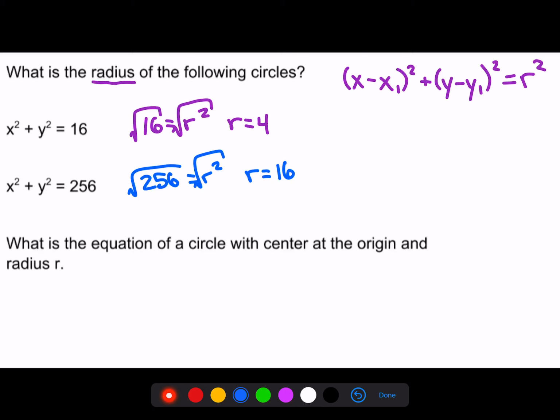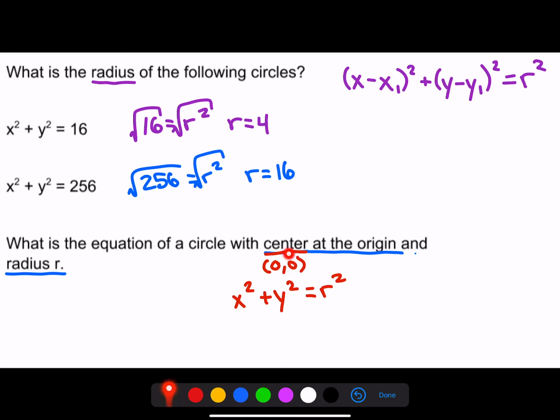Now, what is the equation of a circle with center at the origin and radius r? Now, if we're at the origin, that means that we're at 0, 0. That's where the origin would be. So our x1 and our y1 up here, or x center and y center, is 0 and 0. So these just disappear. These are now gone. And our radius is r. So this doesn't change. So we're left with x squared plus y squared equals r squared. So this is the most common equation that you'll see when we're at the origin. If we're not at the origin, it changes. But if we are, then it's this equation right here.